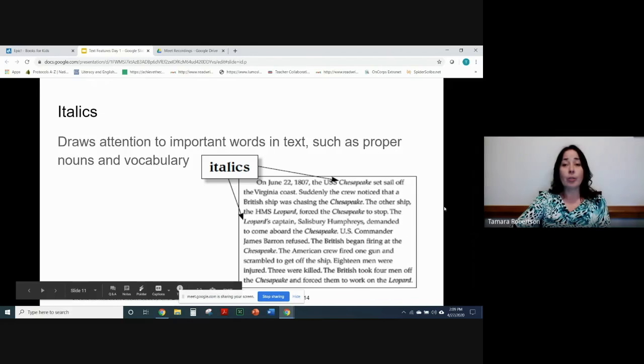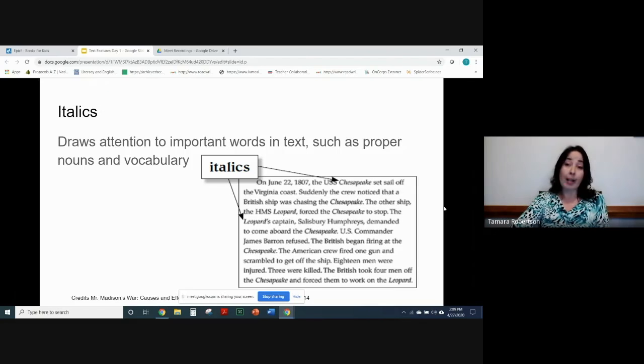Italics are also used to draw attention to important words. These could be vocabulary words, or they could be proper nouns, like names of people or places or things. If you look at italics, it looks like the letters are slanted. I always tell my kids they look like fancy letters, like fancy words. And again, italics are used to draw attention to those important words.